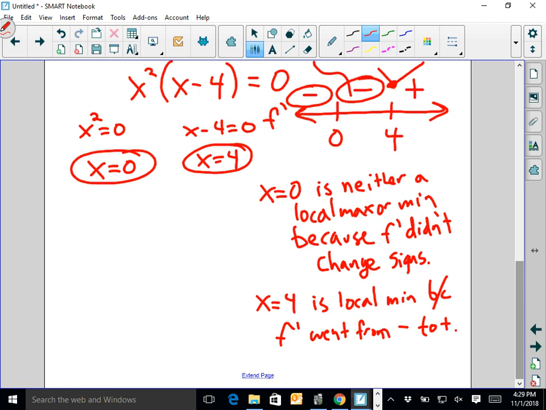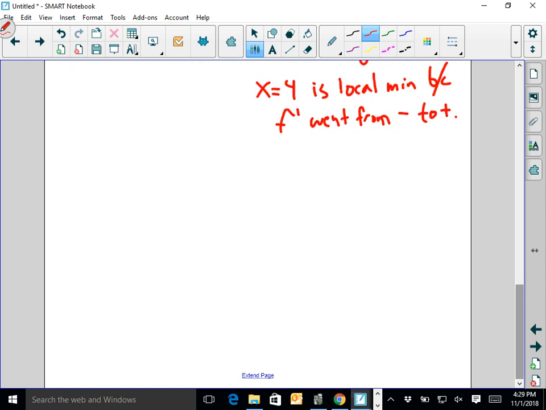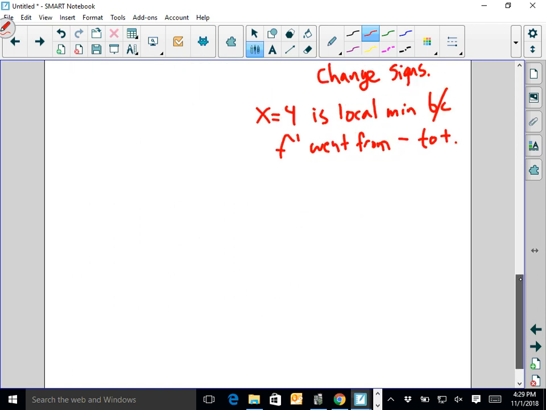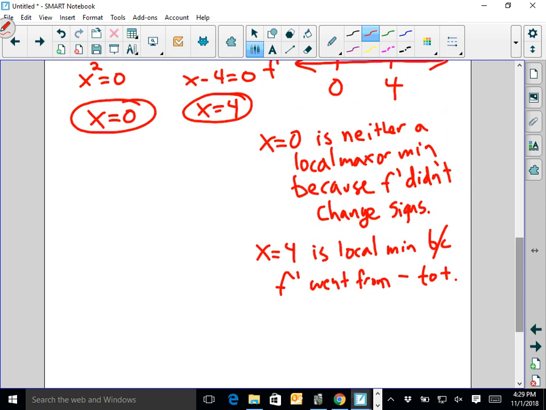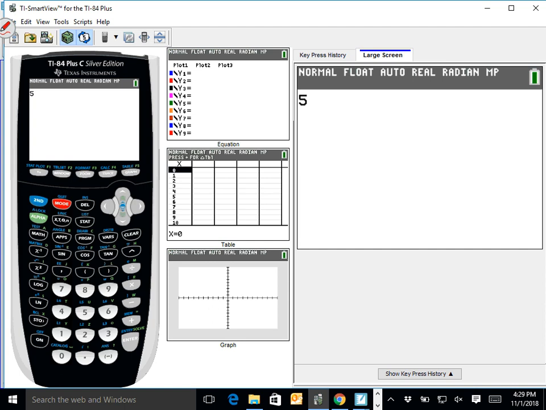Good. My next question, by the way, I kind of want to take a look at a graph here. Let's see if, when I graph this thing, do I really have a critical point, but neither a max or a min at 0? And do I really have a local min at 4? I'm just curious to see what this thing looks like, because I just made up the function, and I want to see what it looks like.